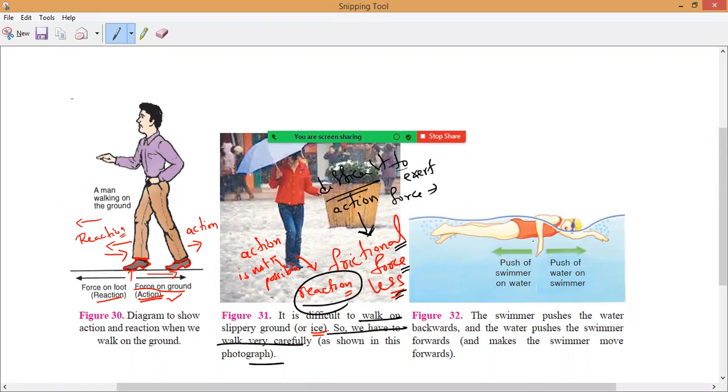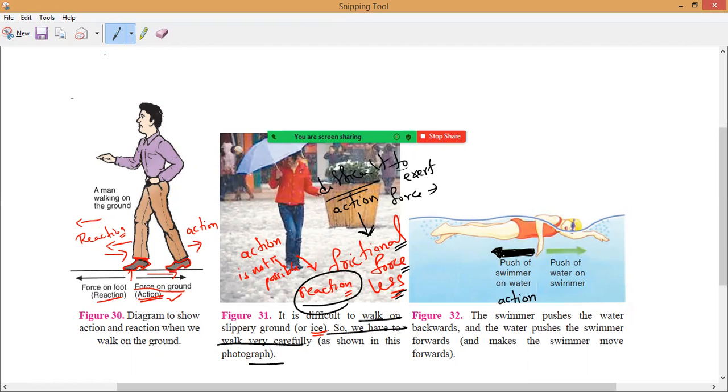Next, when we are swimming, we always try to push the water with our hands towards our abdomen. Is it yes or no? You all know swimming. When we are trying to move forward, we have to push the water in the backward direction. So is the push on water by the swimmer action or reaction? It is called action. We are exerting the force or pressure.